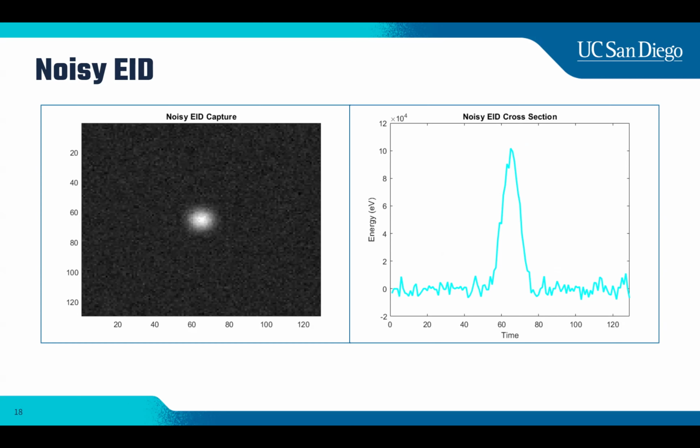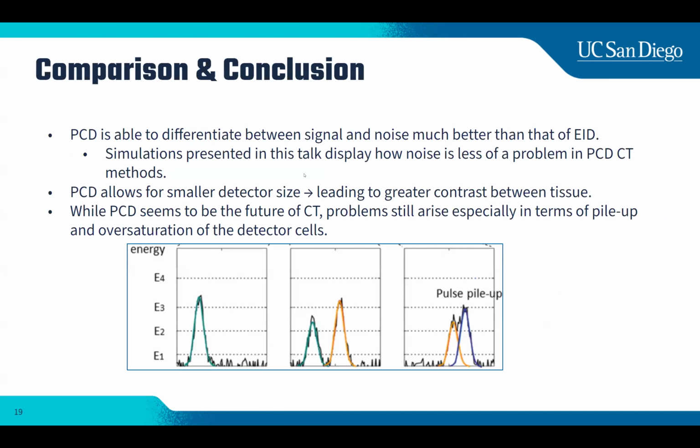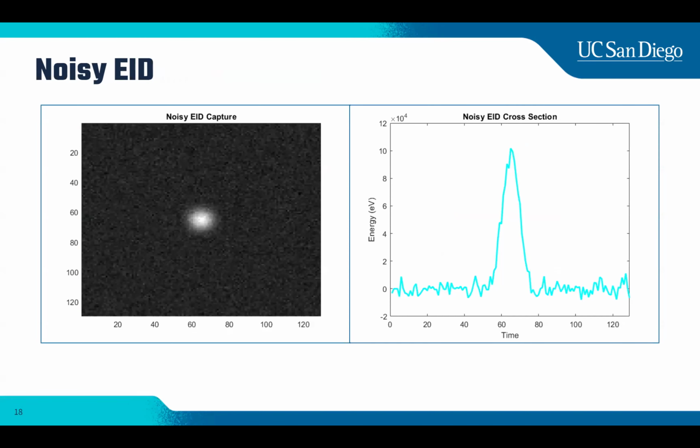Can I ask a quick question while we're still on that slide? Can you go back to that? Sure. So that I understand what's going on, the noisy EID capture on the left here, because your time goes to 120 as well, I'm getting confused about what's time and what's space. Is this a 2D spatial detector on the left, which is just pixel number?